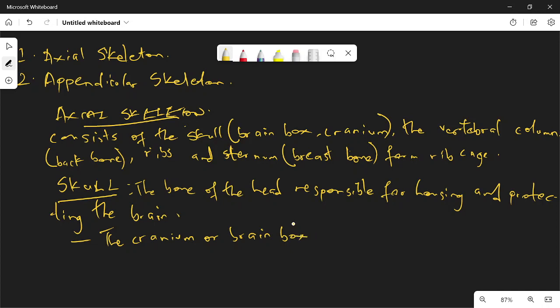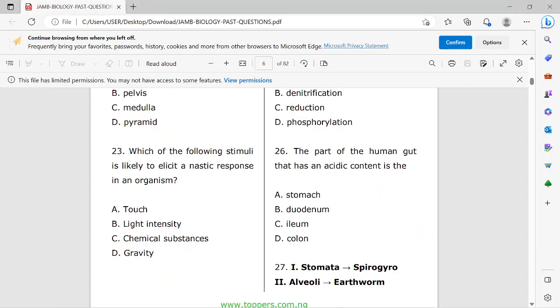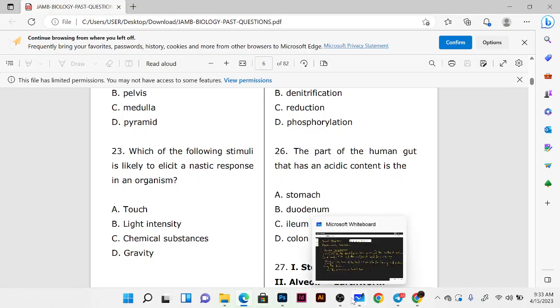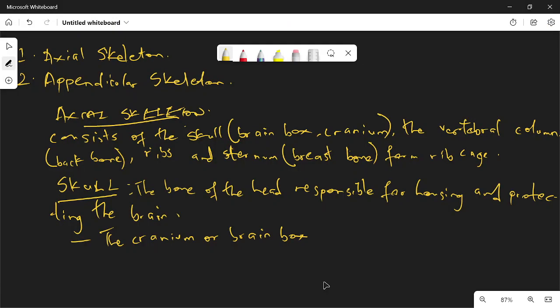Now let me quickly say this. The head generally, including the jaw, the nasal bone, and all of them make up the skull. But there is a hollow compartment that carries the brain. That hollow compartment is what we refer to as the brain box or the cranium. Are we together? Yes, sir. All right. Good. So it is that hollow compartment that houses the brain itself, that is called the cranium or the brain box.